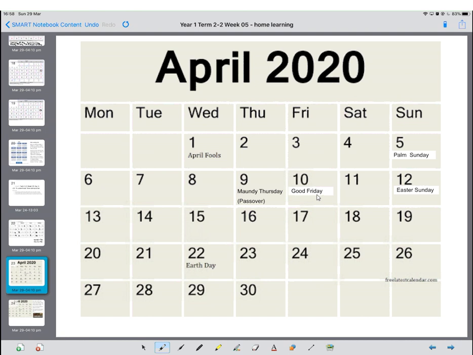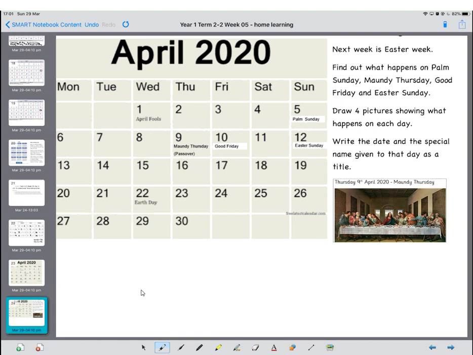And then from Good Friday, which you need to describe what happened there and draw a picture, you're going to jump on to Easter Sunday. And again, we need to talk about what happened. Okay, so this is what we're going to be doing. So next week is Easter week. What I want you to do is find out what happens on Palm Sunday, on Maundy Thursday, on Good Friday, and on Easter Sunday. And I want you to draw 4 pictures showing what happens on each day.